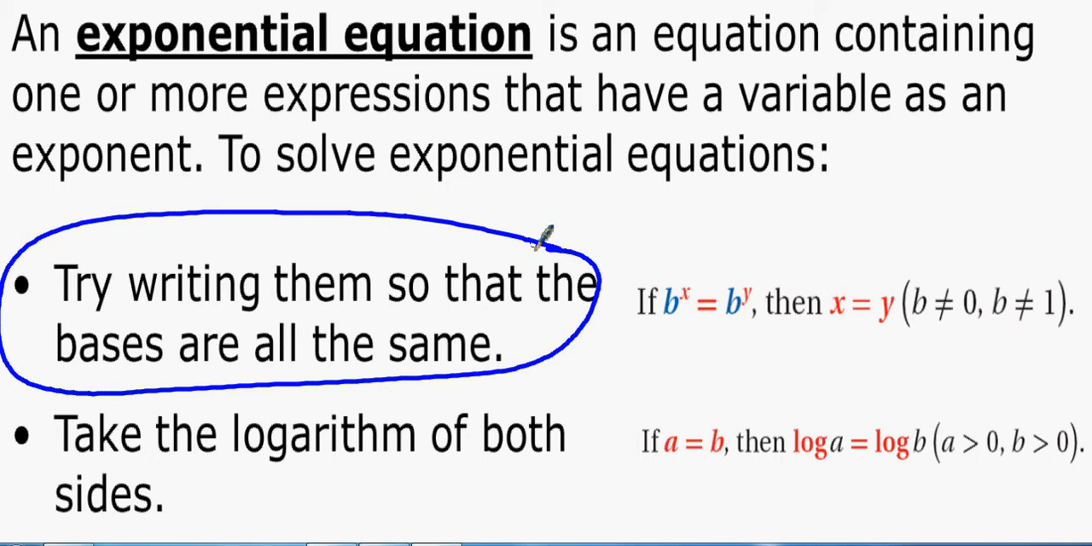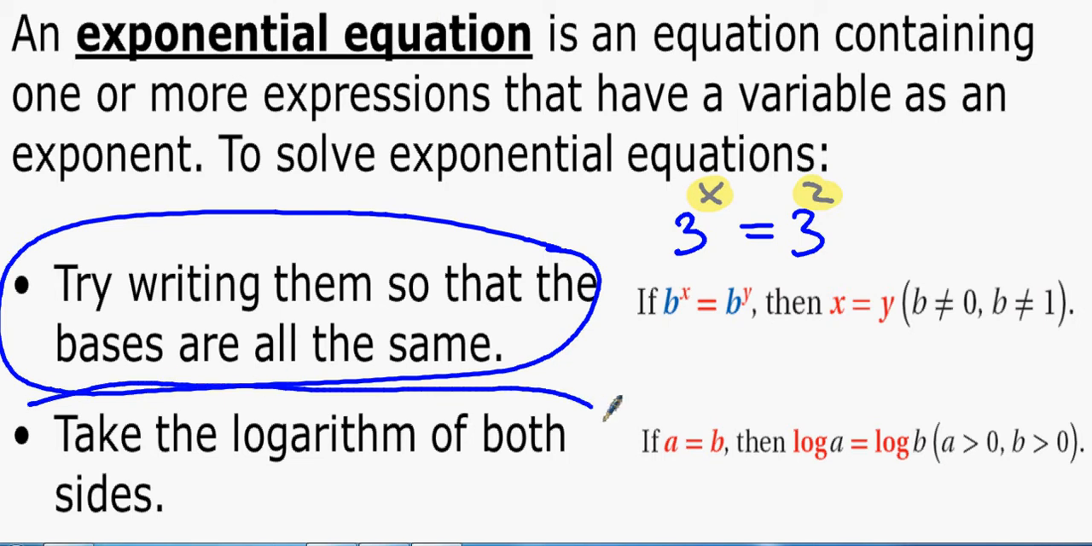So for example, if you have 3 to the power of x equals 3 to the power of 2, then we can ignore the 3, so x equals 2. That's what this first rule says. And then if you cannot do that, then you take the logarithm of both sides. We're going to do some examples, so this will be clearer.